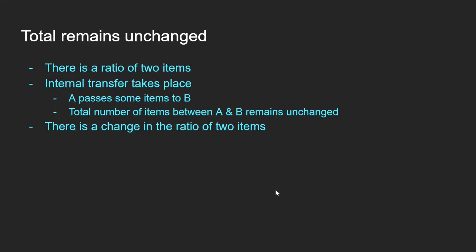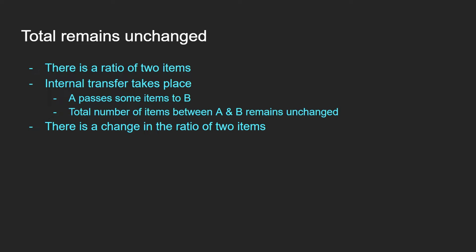So let's say there is a ratio of two items, A is to B. So internal transfer takes place. And what does this internal transfer refer to? Let's say A gives some things to B, but B doesn't give it to an external party or doesn't get more from somewhere else. So, in theory, the total between A and B actually didn't change, even though the ratio of items between A and B changes.